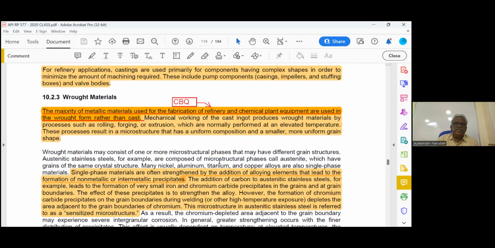The next page, wrought materials, 10.2.3. Highlight this line. The majority of metallic metal used in refinery fabrication is used in the wrought form rather than the cast form.